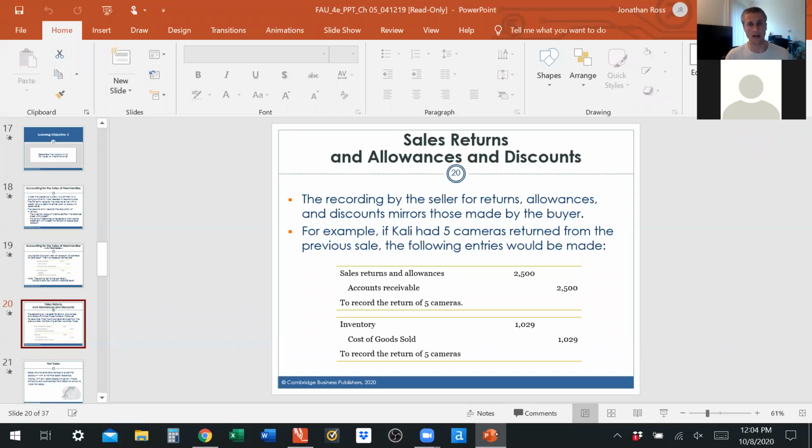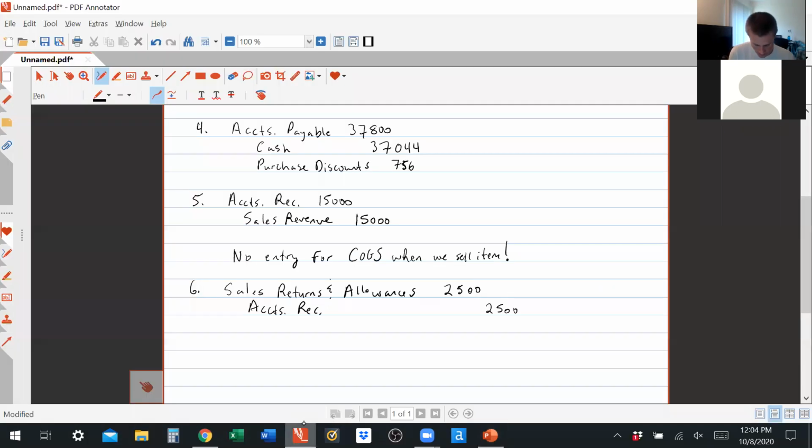Now that entry is not made under the periodic system when your customer returns items that you sold them. So no entry is made to undo COGS when a customer returns items you previously sold them.